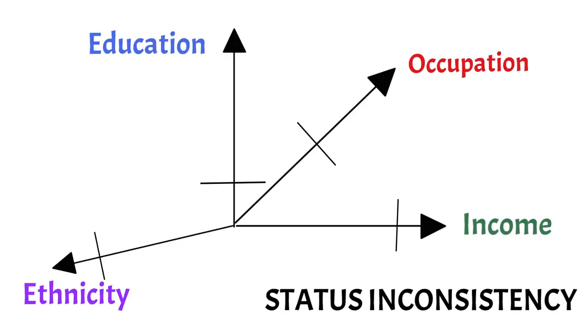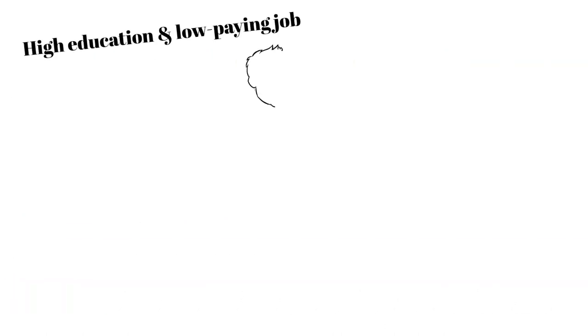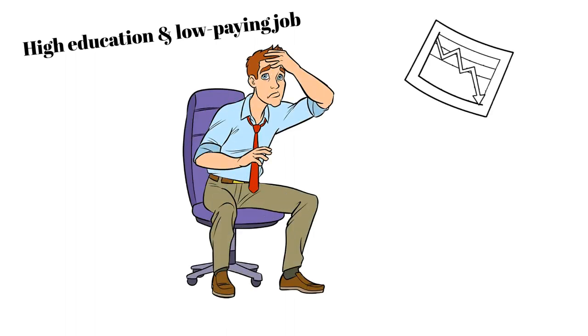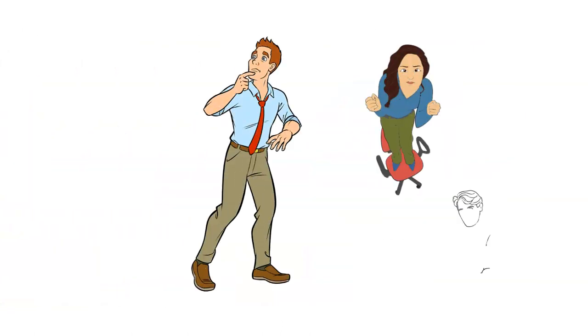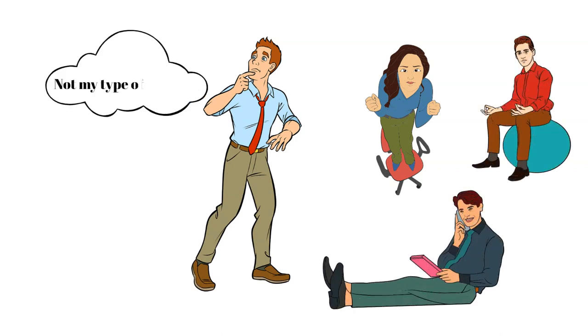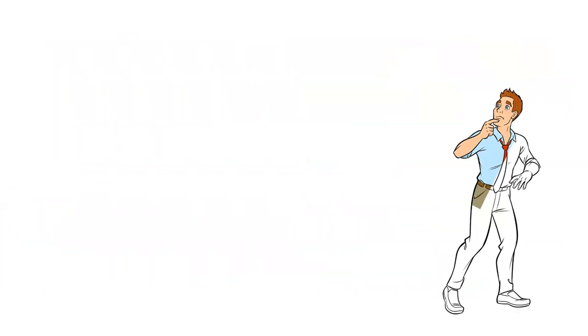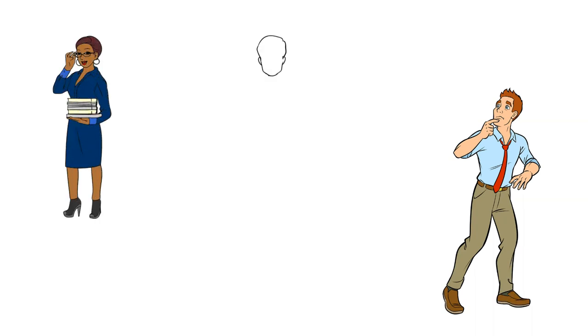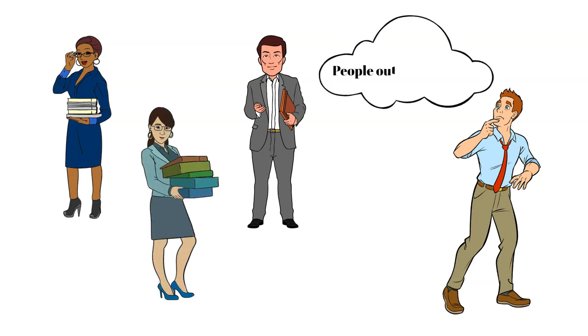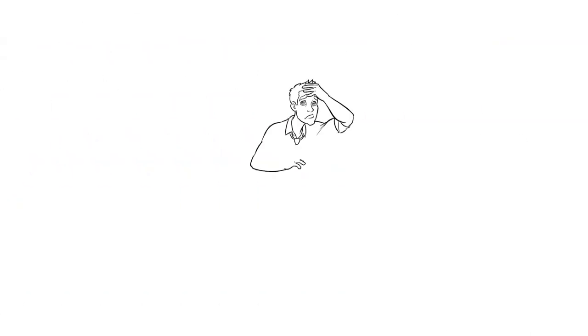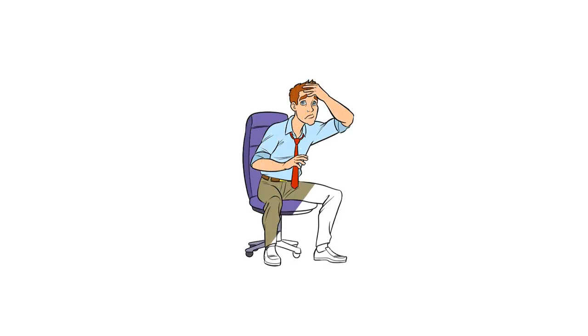Status inconsistency occurs when someone is low on one scale and high on another. For example, a person who is highly educated but works in a low-paying job may experience status inconsistency. They may feel out of place among their coworkers, who may not share their level of education or intellectual interests. At the same time, they may also feel disconnected from their academic peers, who may view them as being below their level of education and social status. This can lead to feelings of isolation and alienation, as well as a sense of being stuck between two worlds.